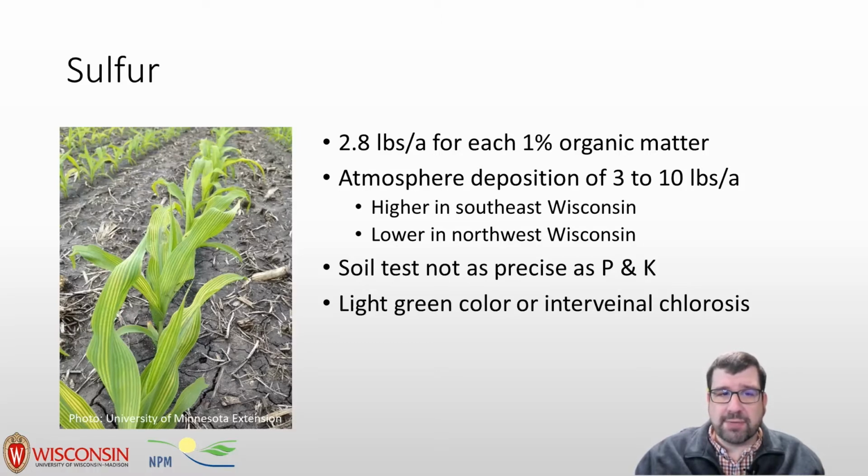The soil test we have for sulfur is not as precise as phosphorus or potassium, but it will provide a baseline on how much sulfur might be in the soil. As you scout your fields, look for a light green color or interveinal chlorosis, as shown in the corn picture to the left. If you see these symptoms, take a tissue sample to determine if a sulfur application is needed.